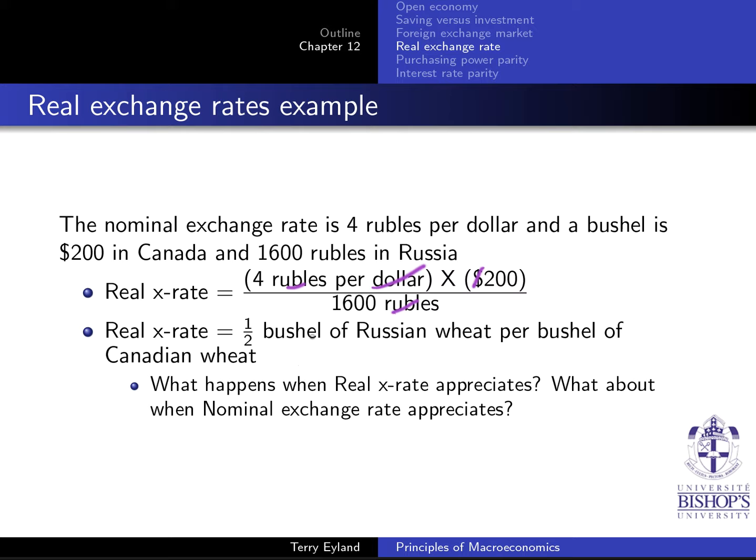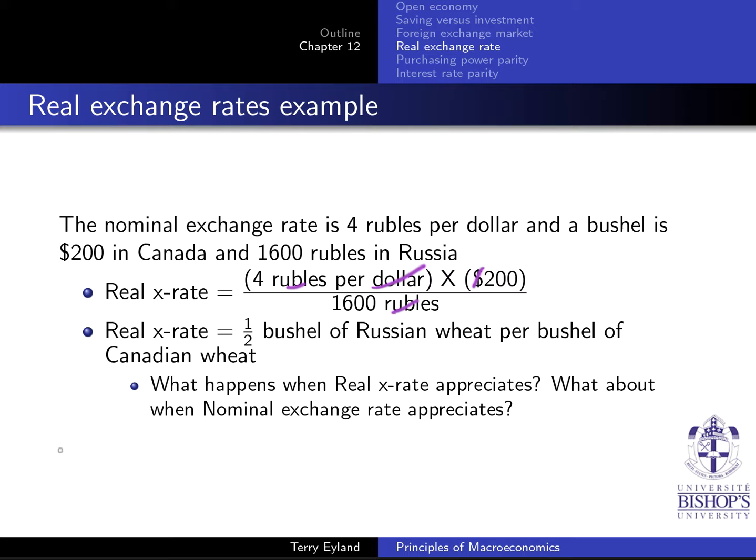So essentially the real exchange rate tells us that you can get half a bushel of Russian wheat per bushel of Canadian wheat. So this tells us that if you have the same amount of money and you go travel abroad, you're going to be able to get half of what you can get here. You could ask yourself the same thing for beer or anything else.